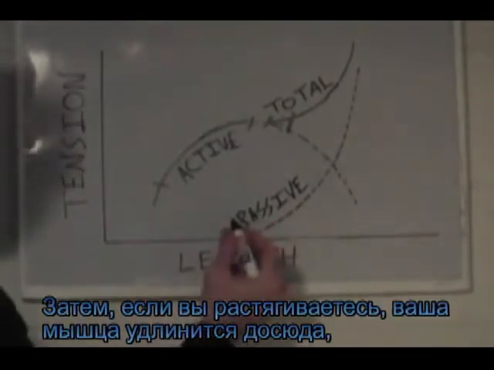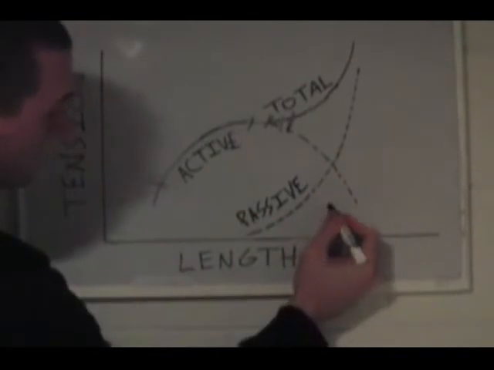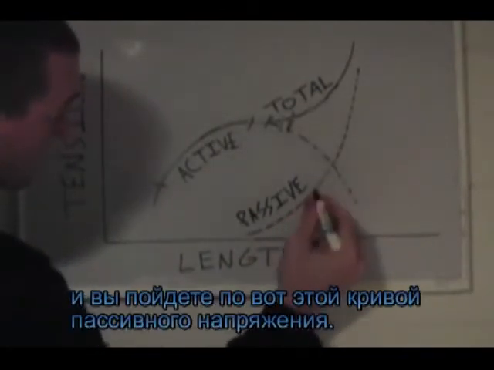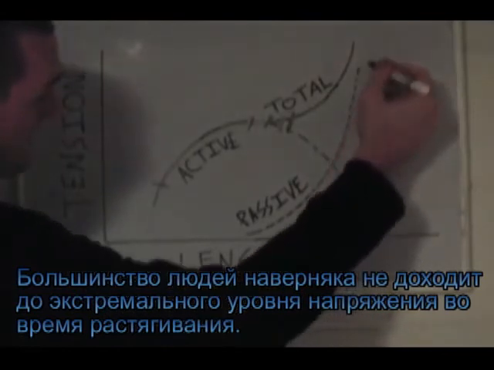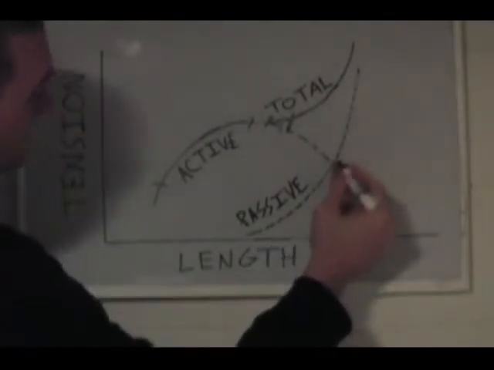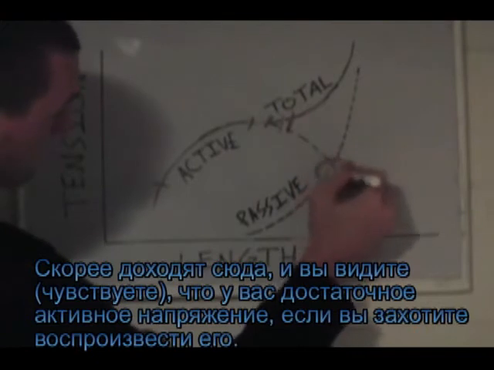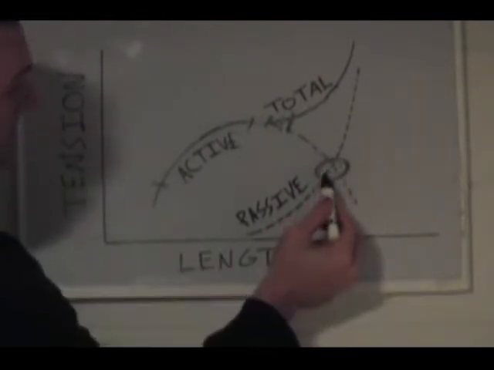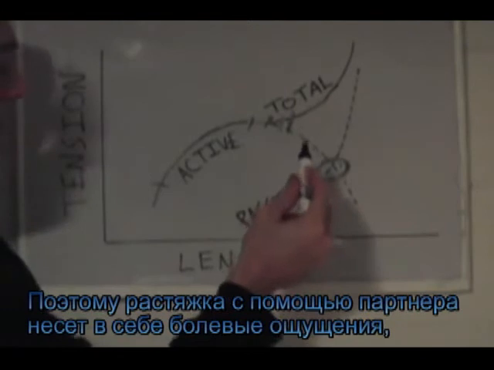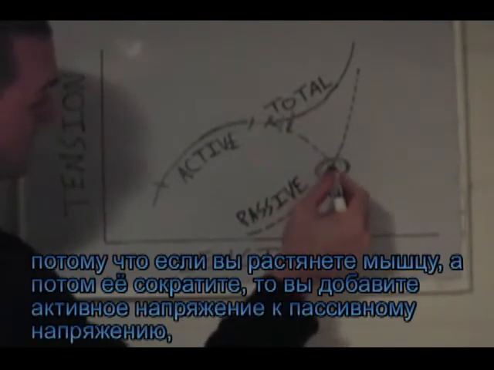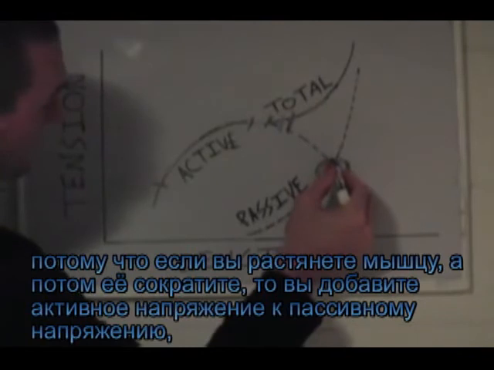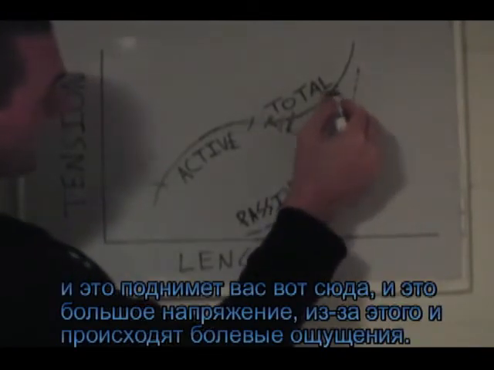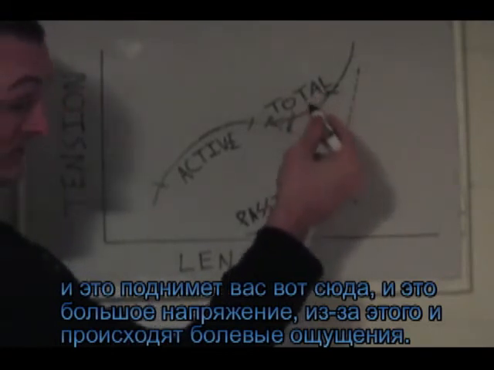Then if you're stretching, you're going to have your muscle lengthened all the way out here, and you're going to be on this passive tension curve. Now most people probably don't get up in this extreme tension during stretching. They're probably more like around here. And you'll notice that at this point you still have a fair amount of active tension if you choose to generate it. And that's why PNF stretching is so painful. Because if you stretch your muscle and then contract it, you're going to add the active tension to your passive tension, and that's going to put you up here. And that's a lot of tension. That's why it hurts so much.